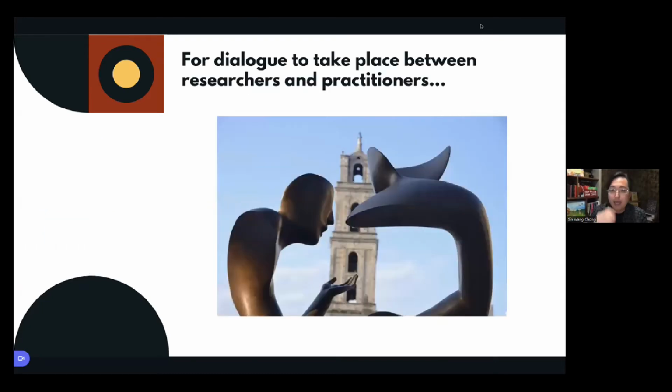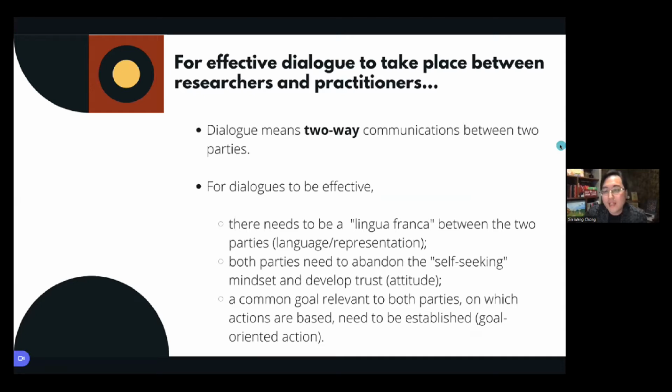That got me thinking that researchers and practitioners, of course, need to talk to each other. And then I think further, because if we're thinking about communications and dialogues, then dialogues imply a two-way communication. It's not only the researchers doing the talking and practitioners listening: you try this and try that because we have evidence to support that. Practitioners should also have their own input in the process. And when I think about dialogues between researchers and practitioners, in order for effective dialogues to take place, there needs to be, so to speak, a lingua franca between the two parties.